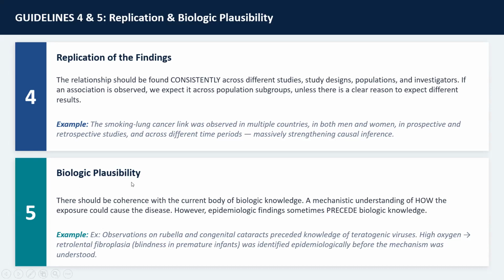Next is biological plausibility. There should be coherence with the current body of biological knowledge, a mechanistic understanding of how the exposure could cause a disease. However, epidemiological findings sometimes precede biological knowledge. For example, the observation of rubella and congenital cataract preceded knowledge of the teratogenic virus. High oxygen retrolental fibroplasia was identified epidemiologically before the mechanism was understood.